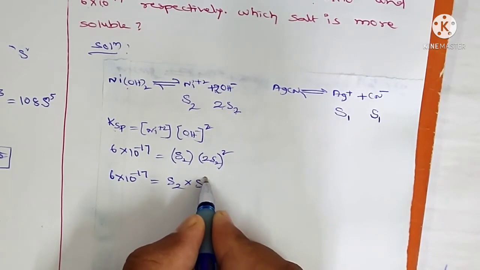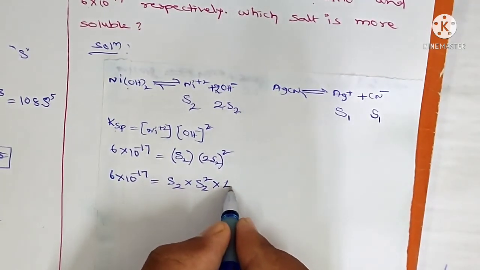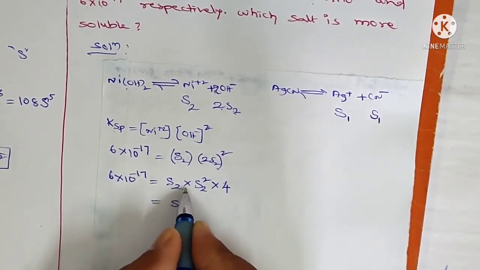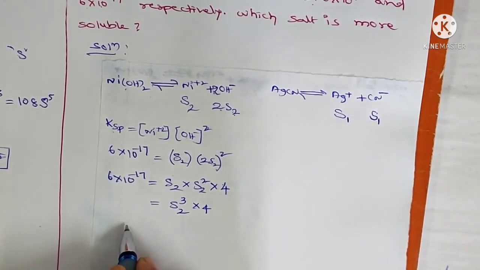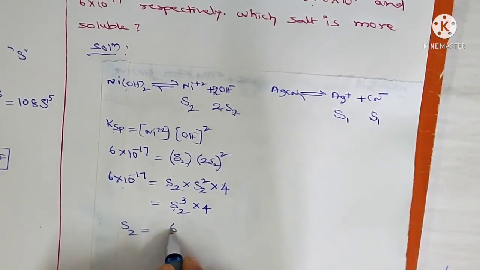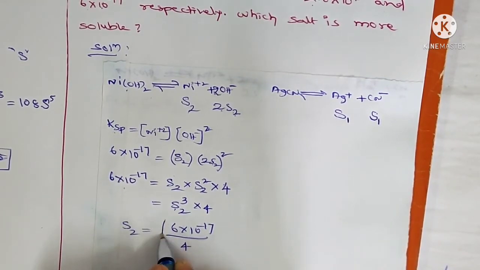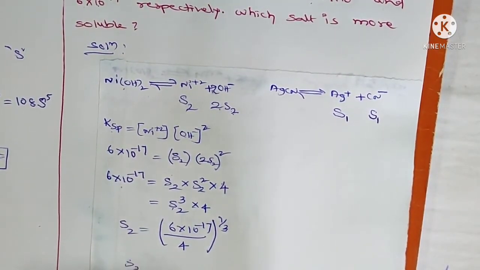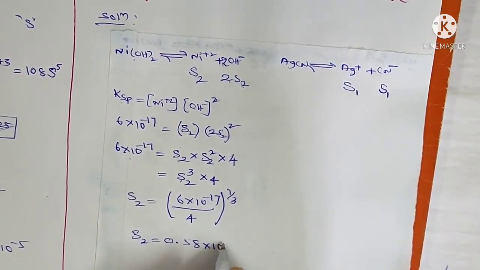So S2 power 2 into 2 power 2, means 4, 2 into 2, 4, is equal to S2 power 1 plus 2, 3, into 4. So we need S2. So S2 is equal to this value, 6 into 10 to the power of minus 17 divided by 4, and all to the power of 1 by 3. So if you do this calculation, we will get S2 is equal to 0.58 into 10 to the power of minus 4.